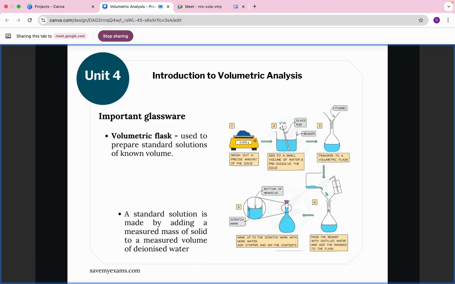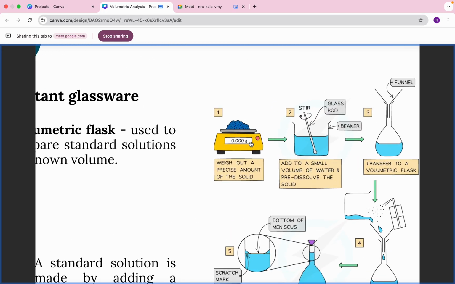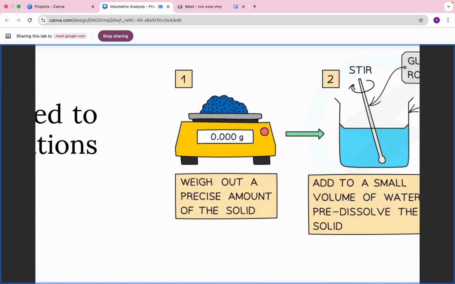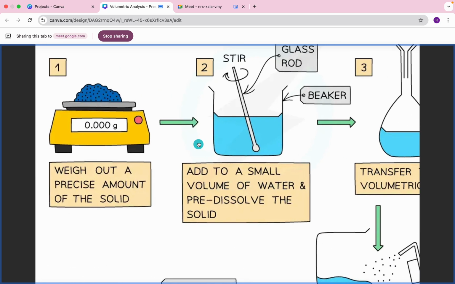So there are just a few important glasswares that are used in volumetric analysis. In titration, a volumetric flask is used to prepare a solution of known concentration, which is your titrant. To use the titrant in titration, you first prepare it by dissolving a precisely weighed amount of standard chemical into the volumetric flask. This is similar to what we performed in the laboratory on how to prepare solutions.